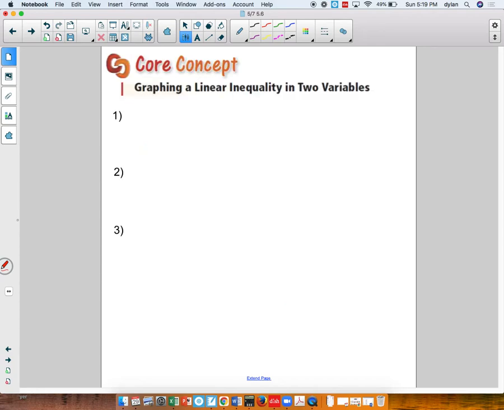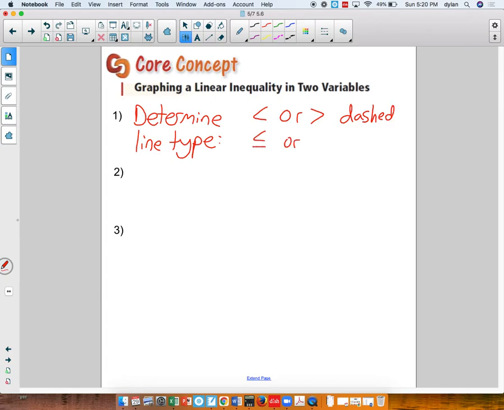So let's write out some steps for graphing a linear inequality that has two variables. The first step that I would recommend, just to save you time, is to first determine the line type that we're going to use. So in other words, we're going to decide if it's solid or dashed before we start, so you don't have to erase anything. So if you have a less than or a greater than, we're going to use a dashed line.